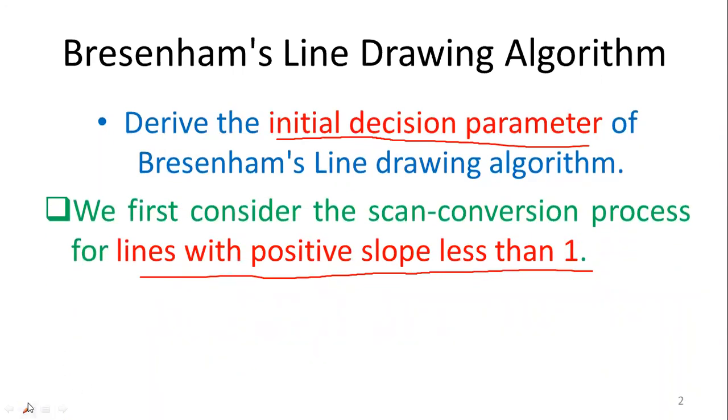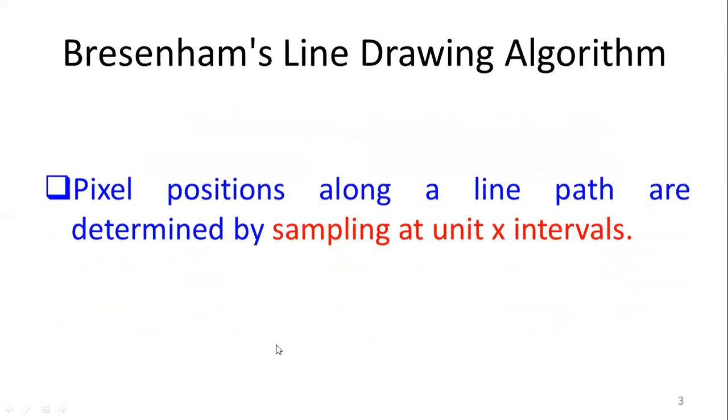Now, in this derivation, we are going to consider lines that have positive slope less than 1. So we will be dealing with only lines having positive slope, and that too less than 1.